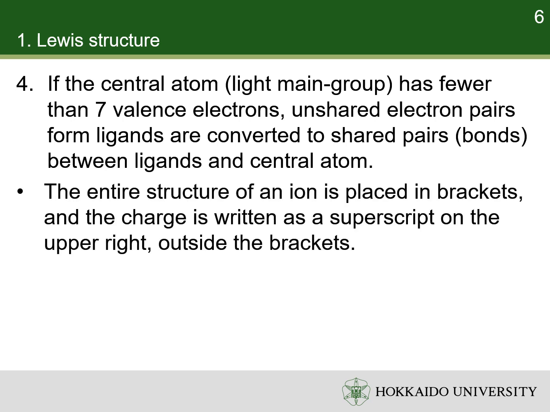When the Lewis structure of an ion is written, the entire structure is placed in brackets, and the charge is written as a superscript on the upper right, outside the brackets. In the case of formaldehyde, carbon has 6 valence electrons so far. Thus, 2 unshared electrons are deleted from oxygen and an additional line is drawn between them. Now, oxygen has 8 valence electrons. Formaldehyde is a charge-neutral molecule, so no bracket is needed.